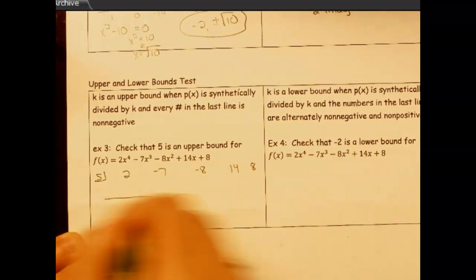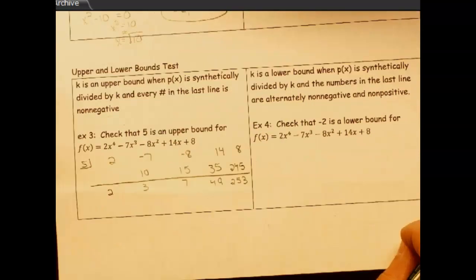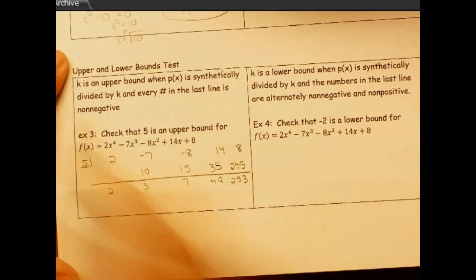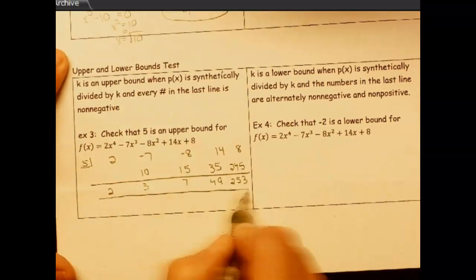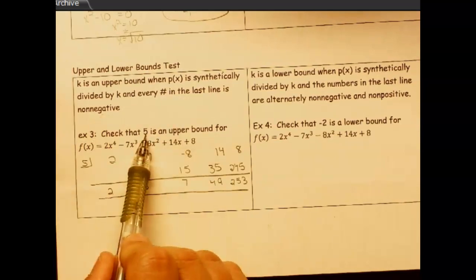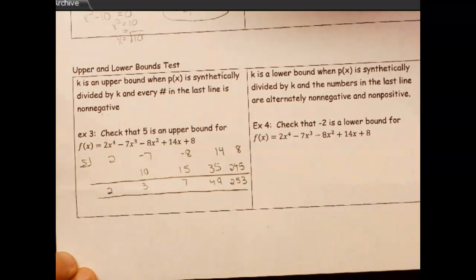And again, I'm just going to pause it when you go and do the synthetic division. Okay, so when I went and checked 5, what I'm trying to point out is every number in this last line is non-negative. So what that means, there are no solutions that are greater than 5. And let me just reinforce with the graph.